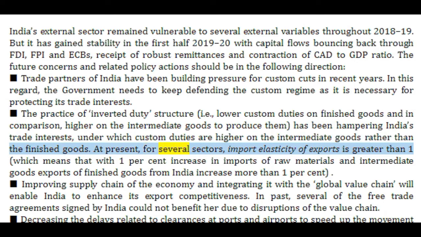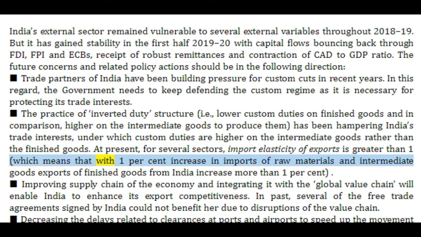At present, for several sectors, the import elasticity of exports is greater than 1, which means that with a 1% increase in imports of raw materials and intermediate goods, exports of finished goods from India increase more than 1%.